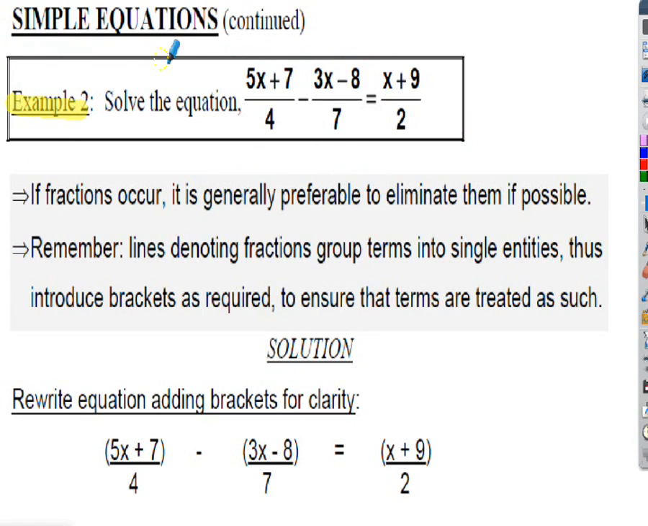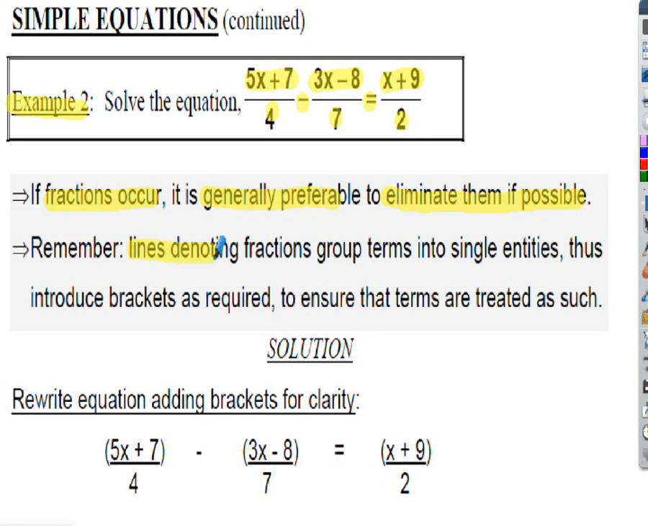Example 2 shows another simple equation, but this time it's in fraction format, and fractions usually confuse students. So we're going to take a moment to consider how to deal with fractions in the simple equation. We've got 5x plus 7, all divided by 4. We're subtracting from that 3x minus 8, all divided by 7, and that's equal to x plus 9, all divided by 2. Now when fractions occur in the equation, it's generally preferable to eliminate them if that's possible.